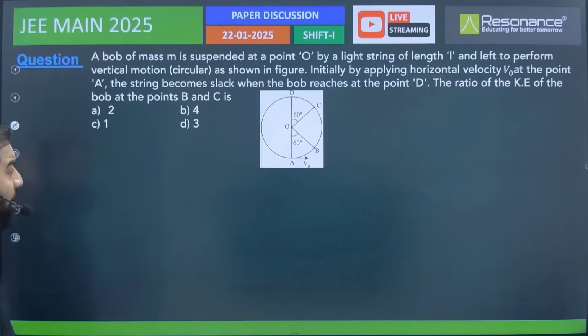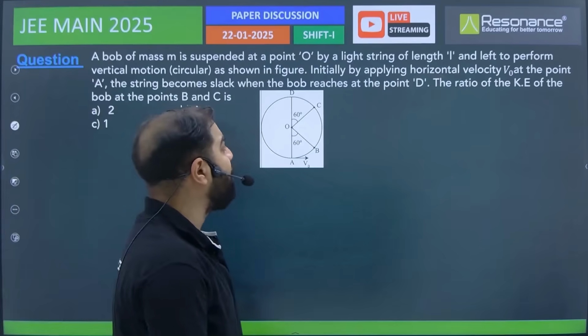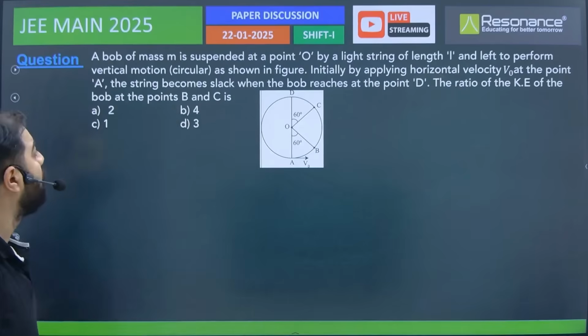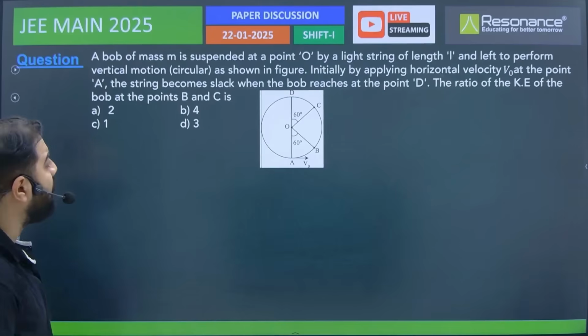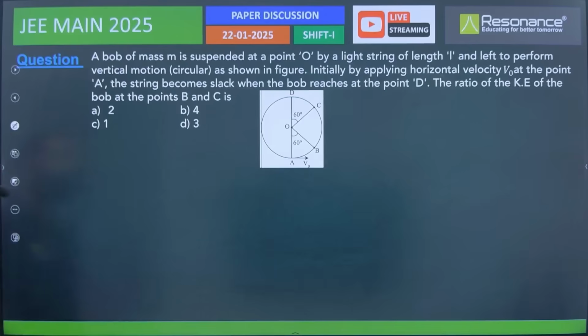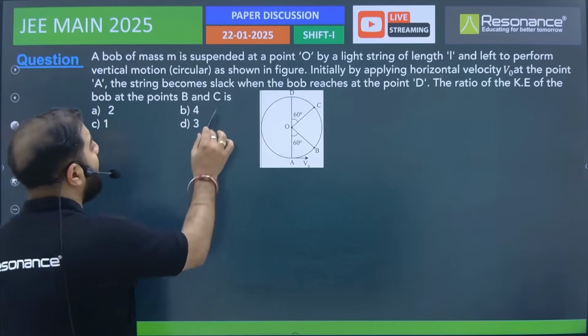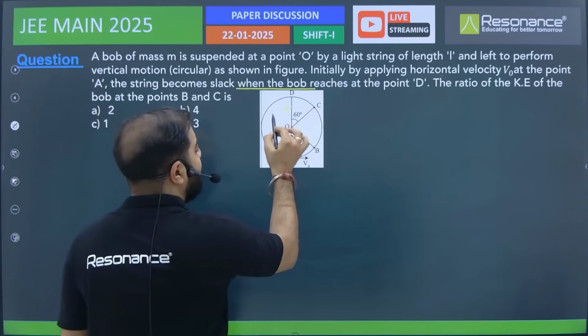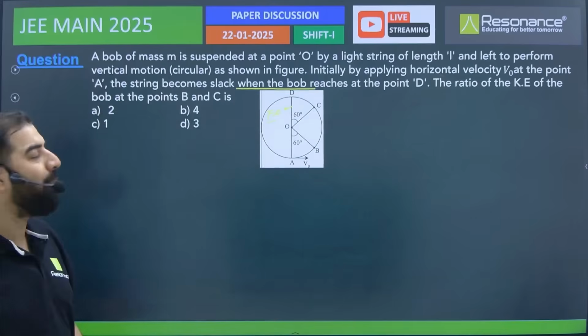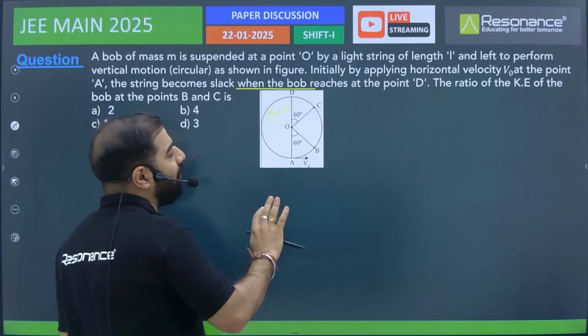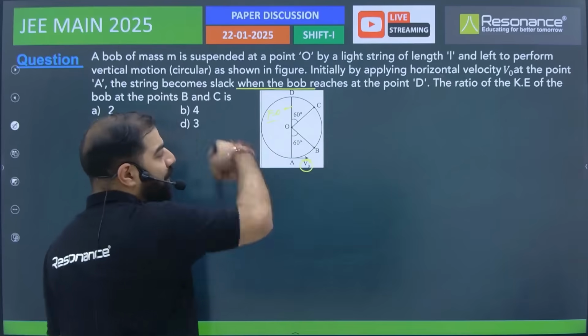Going for the next question: a bob of mass m is suspended at a point O by a light string of length L and left to perform vertical motion, as shown in the figure. Initially, by applying horizontal velocity V naught at the point A, the string becomes slack when the bob reaches the point D. So the ratio of kinetic energy. So let's say it will become just slack here. Matlab tension will be just 0 here at the topmost point. If the tension is becoming just 0 here, matlab we are giving a minimum velocity to complete the circular motion.